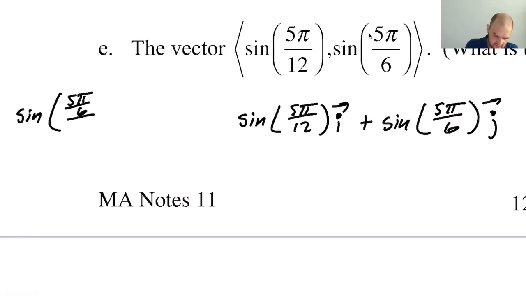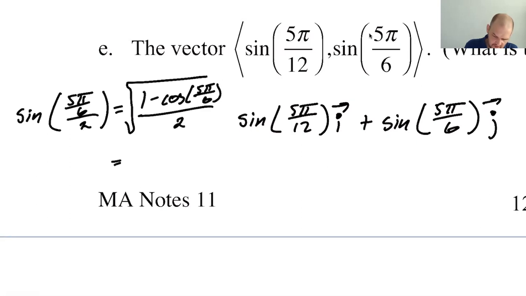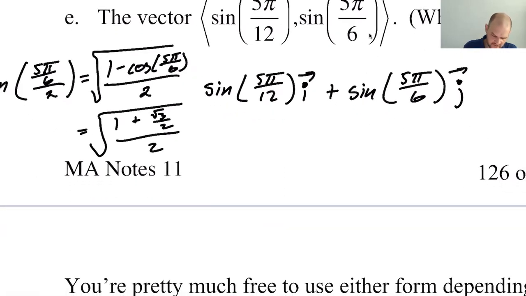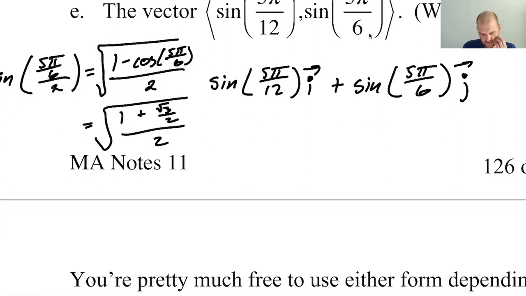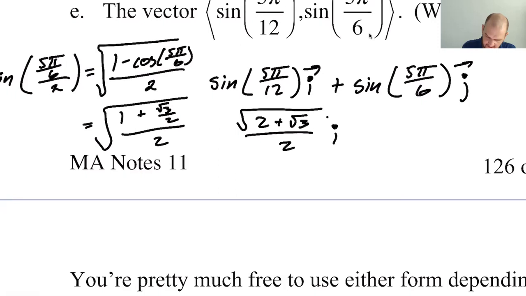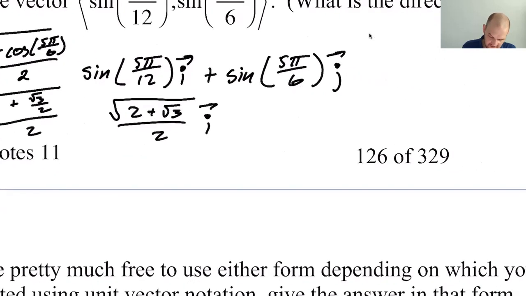So if you were going to, you would say that you're doing the sine of 5 pi over 6 over 2 is the square root of 1 minus the cosine of 5 pi over 6, all over 2. The cosine of 5 pi over 6 is negative radical 3 over 2, so you get plus radical 3 over 2 over 2, which gives us quickish math, I guess. We would end up with the square root of 2 plus root 3 over 2i. And then the sine of 5 pi over 6 is 1/2 plus 1/2 j.